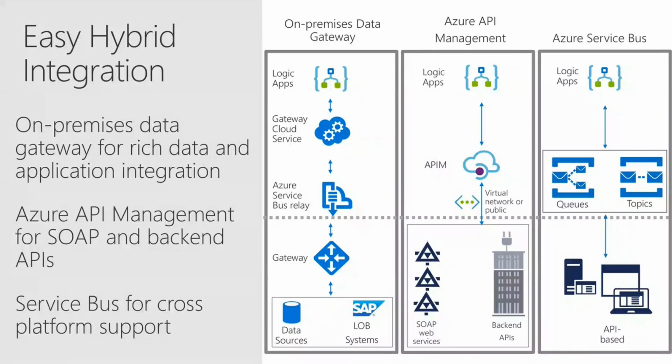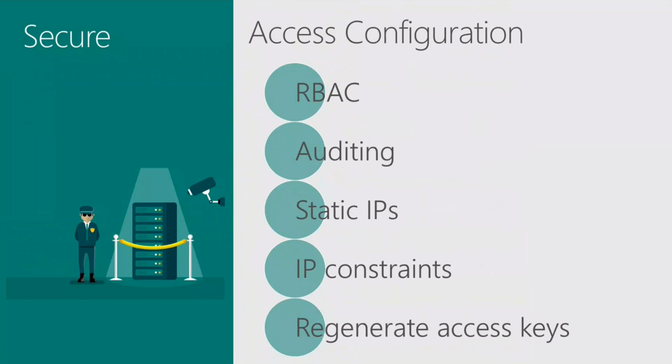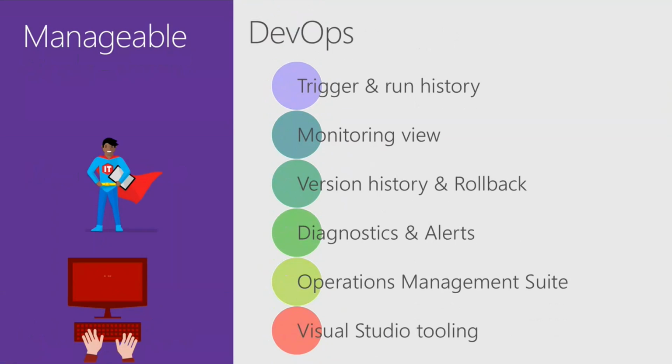You also do business-to-business enterprise messaging here. So all kinds of transactions from one business to another, flow control, message handling, behaviors, etc. It's secure: full RBAC, full auditing, static IPs, IP constraints, regenerating access keys to keep it secure. And then DevOps: you see all your triggered run history. You've got a monitoring view where you can actually watch the workflows execute in real time.